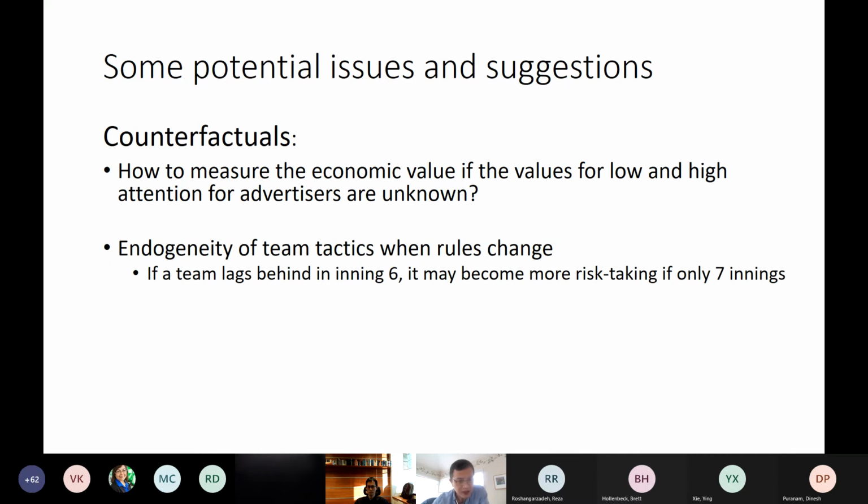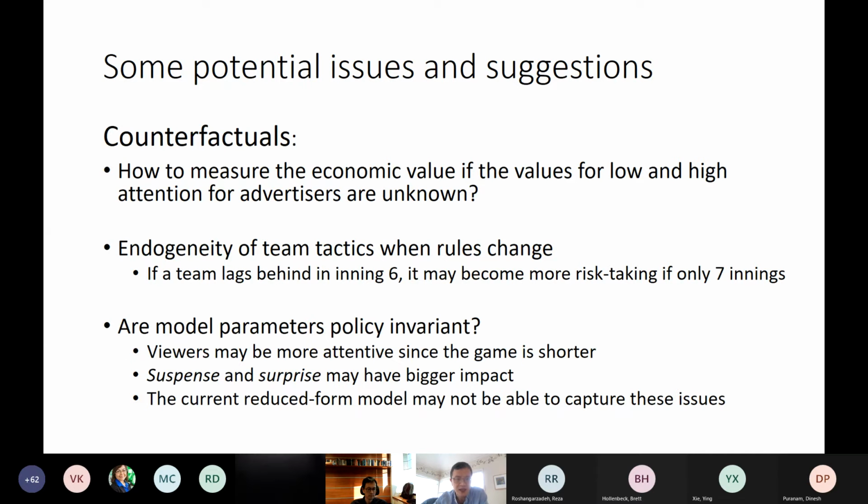Now, Kazuki has already talked about the assumption that team tactics would not change as rules change. But I think endogeneity will be a big concern, right? If you shorten the game from 9 innings to 7 innings, and now a team is just behind by 1 point in the 6th inning, then you may become more risk-taking, right? So I think this is a major limitation.